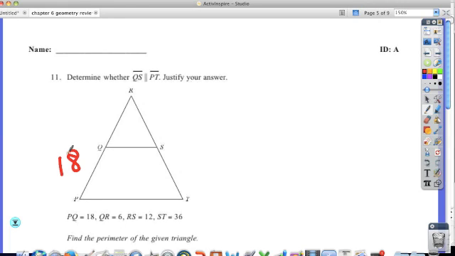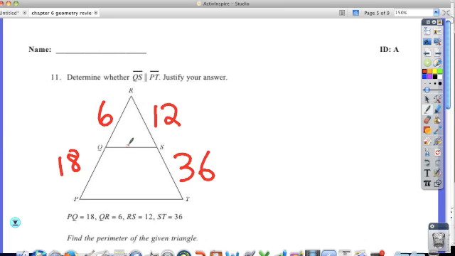PQ is 18, correct? QR is 6. Already I see a relationship, right? 1 to 3. Okay, so RS is 12 and ST is 36. How do I get from 6 to 18? Times 3. How do I get from 12 to 36? Times 3. That actually means, now they don't ask you this, but I'm enriching here.